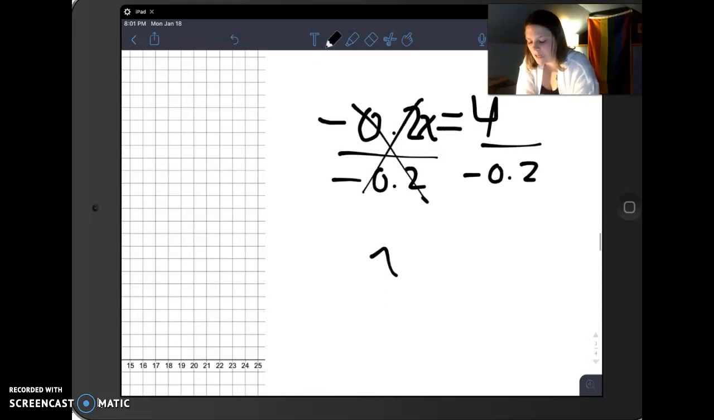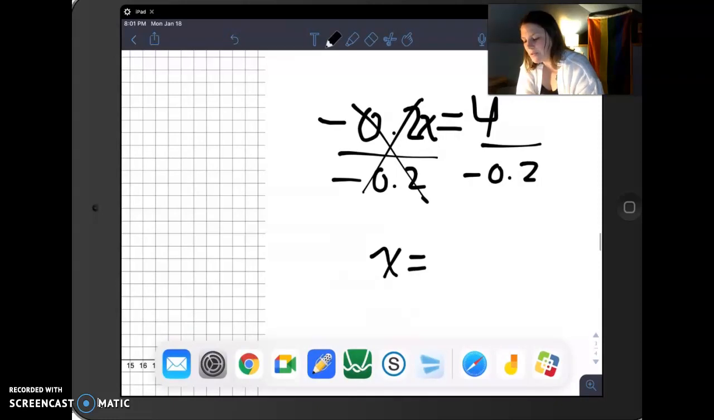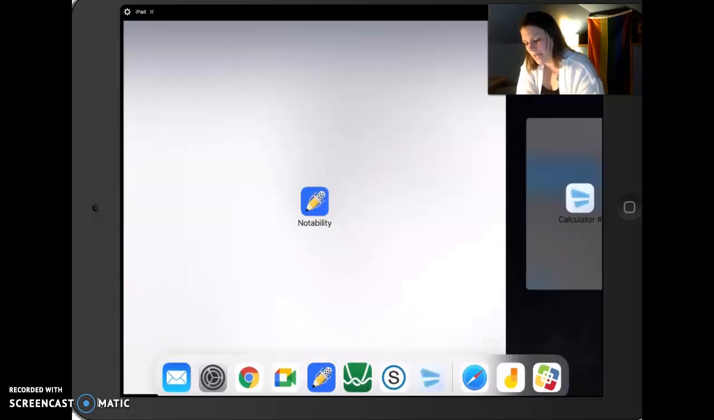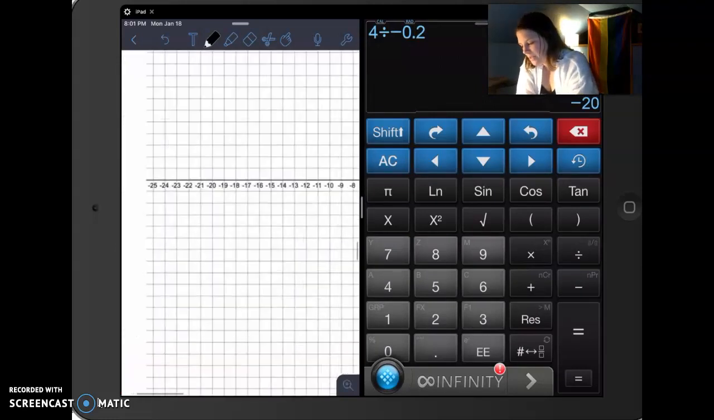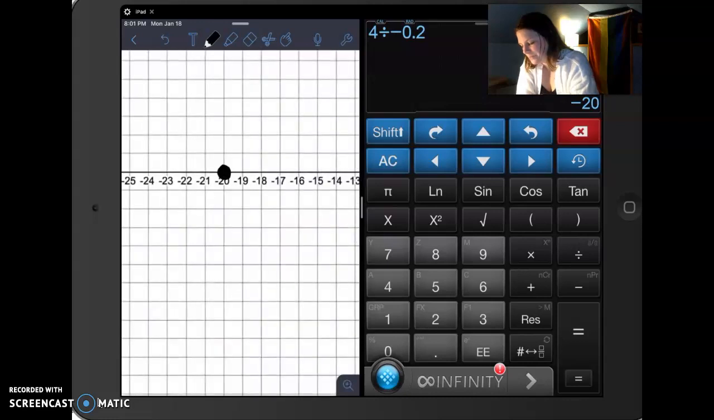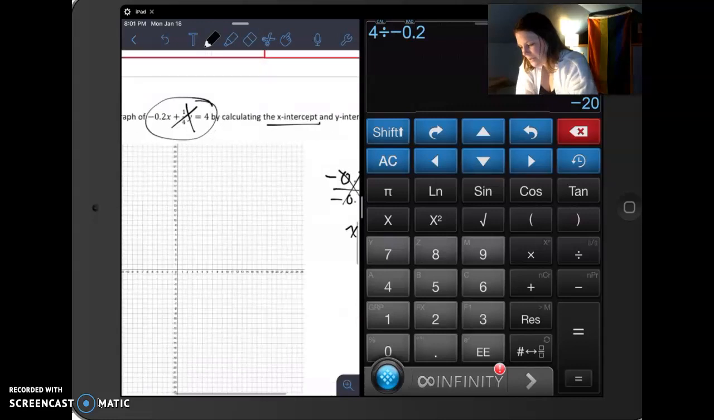Really, this is not that much different than what we did before. It's just got a decimal, and sometimes I know that it can be hard to know what to do when you have a decimal. You're still just dividing by the number because it's in front of the x. So we got -20, so we're going to put -20 on here for the x-intercept. Let's do the y-intercept. So the y-intercept is when we cross out the x.